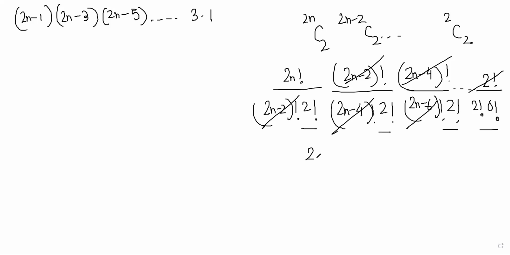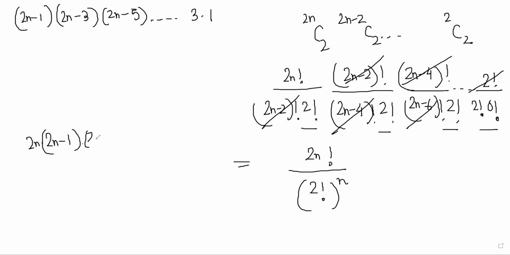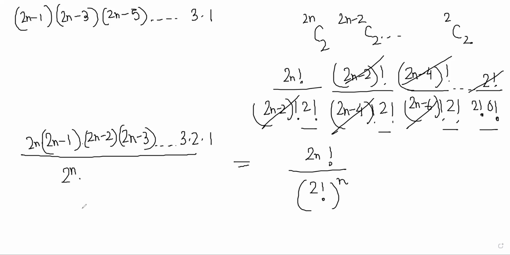So 2n factorial by 2 factorial power n is equal to 2n into (2n minus 1) into (2n minus 2) into (2n minus 3), up to 3, 2, 1, by 2 power n, right?